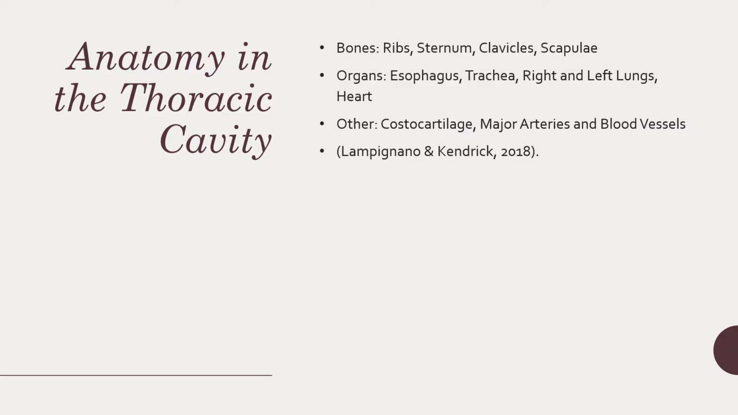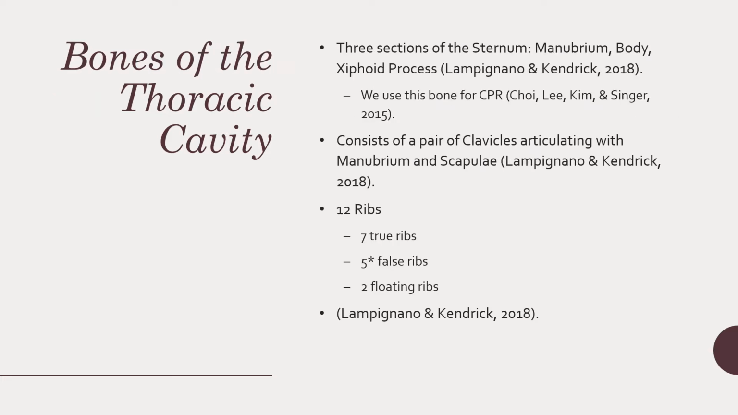So your thoracic cavity is a protective barrier against trauma. It's made up of ribs, a pair of clavicles, a pair of scapula, and a sternum, also known as the breastbone. Within this protective cage are some pretty vital organs and arteries such as your heart and your lungs. So let's dive into the bones of the thoracic cavity.